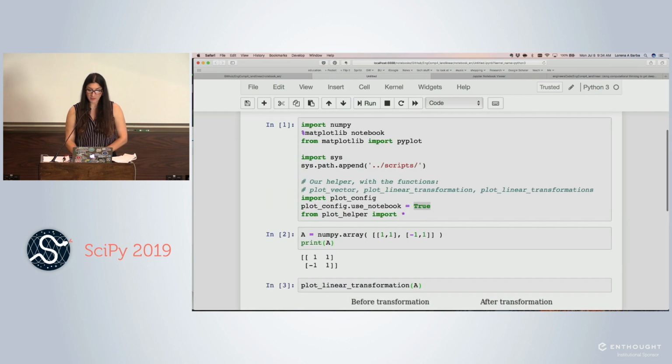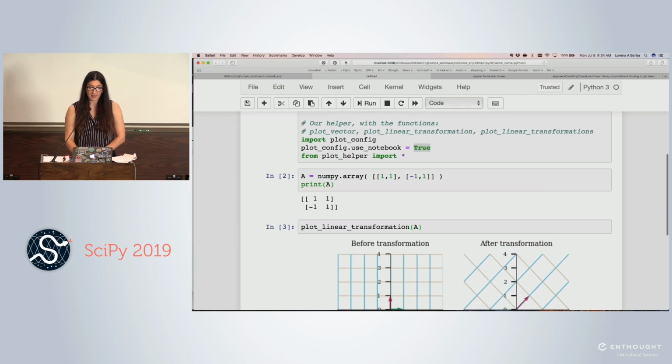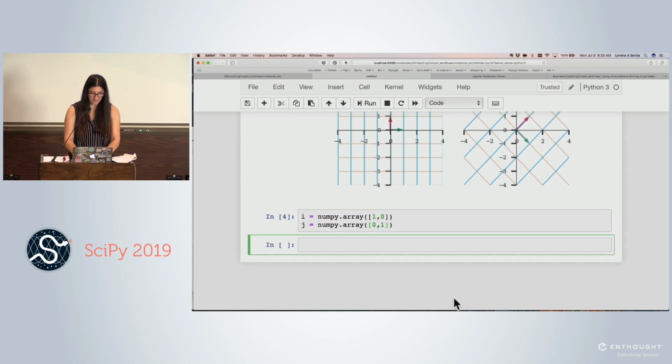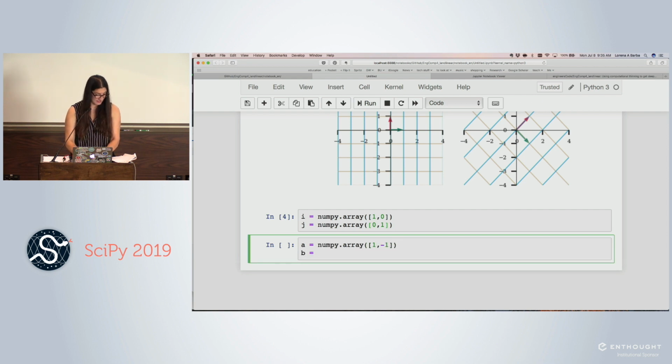The matrix that we've created right here has two columns. The columns are 1, -1, and then 1, 1. Let's create two vectors that represent the columns. So let's create A as the first column of this matrix, 1, -1. Let's create B as numpy.array, the second column, 1, 1.